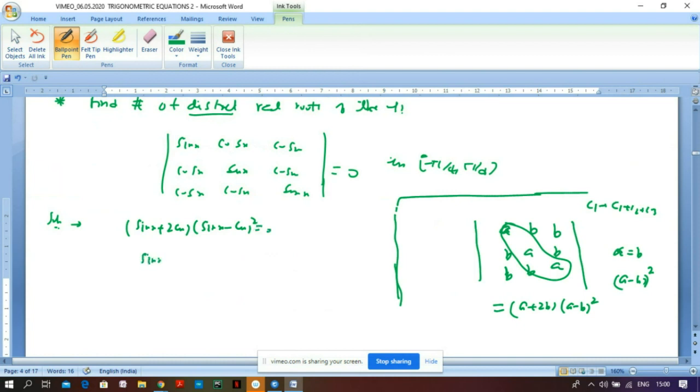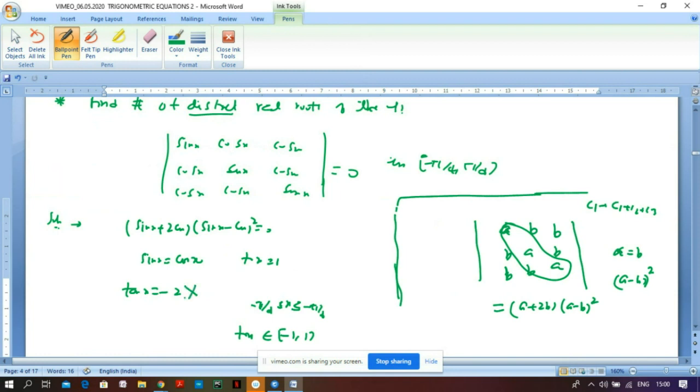That gives you sin x equal to cos x. So that will give you tan x equal to 1. And the other gives you tan x equal to negative 2. But you know that x is minus pi by 4 to pi by 4. So tan x will belong to -1 to 1.